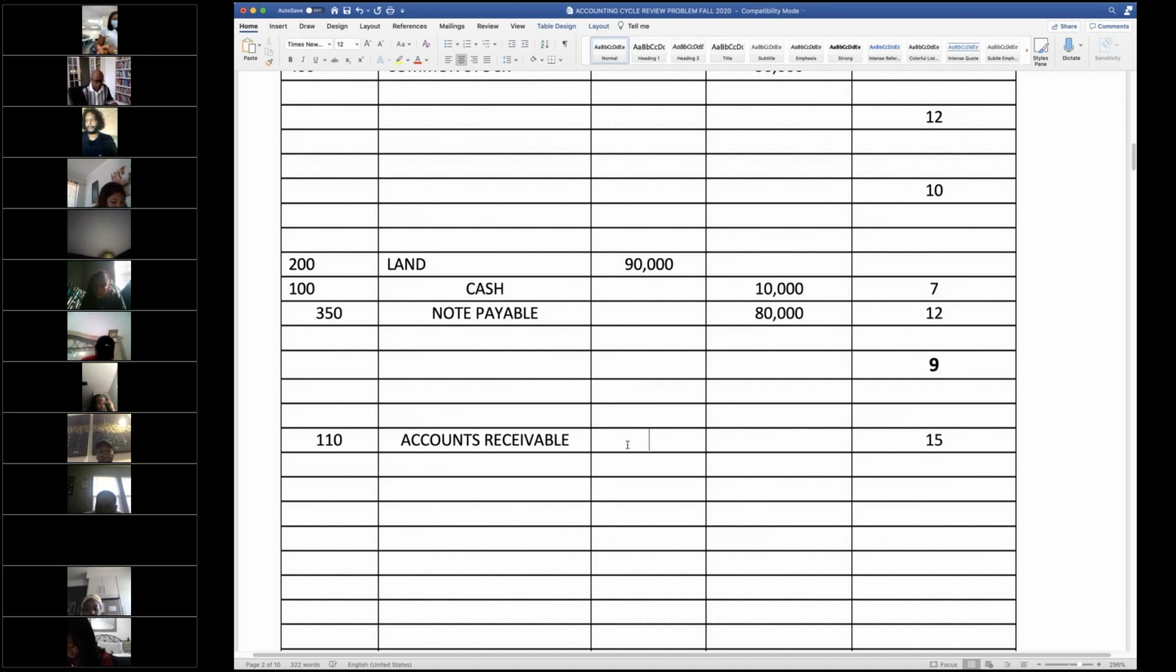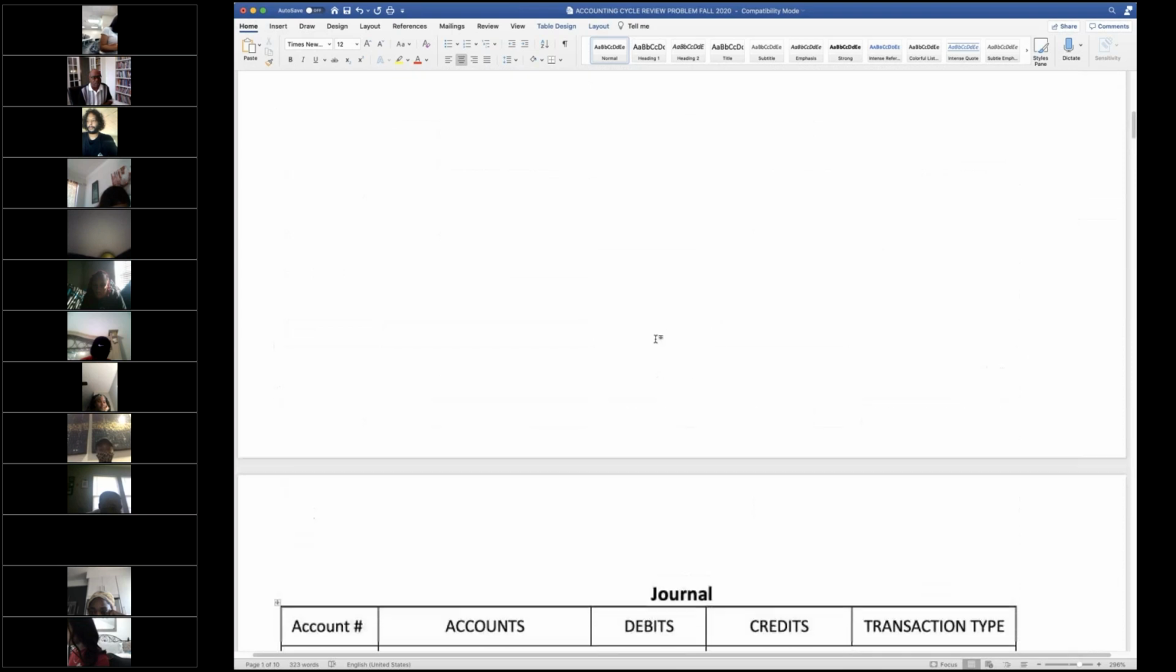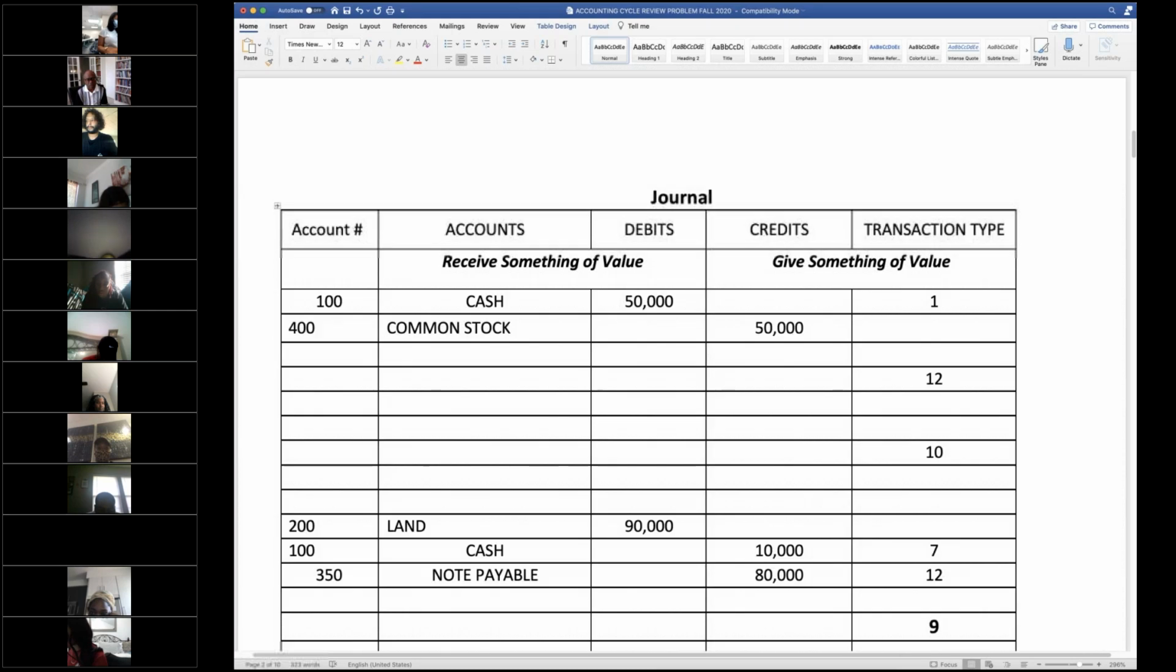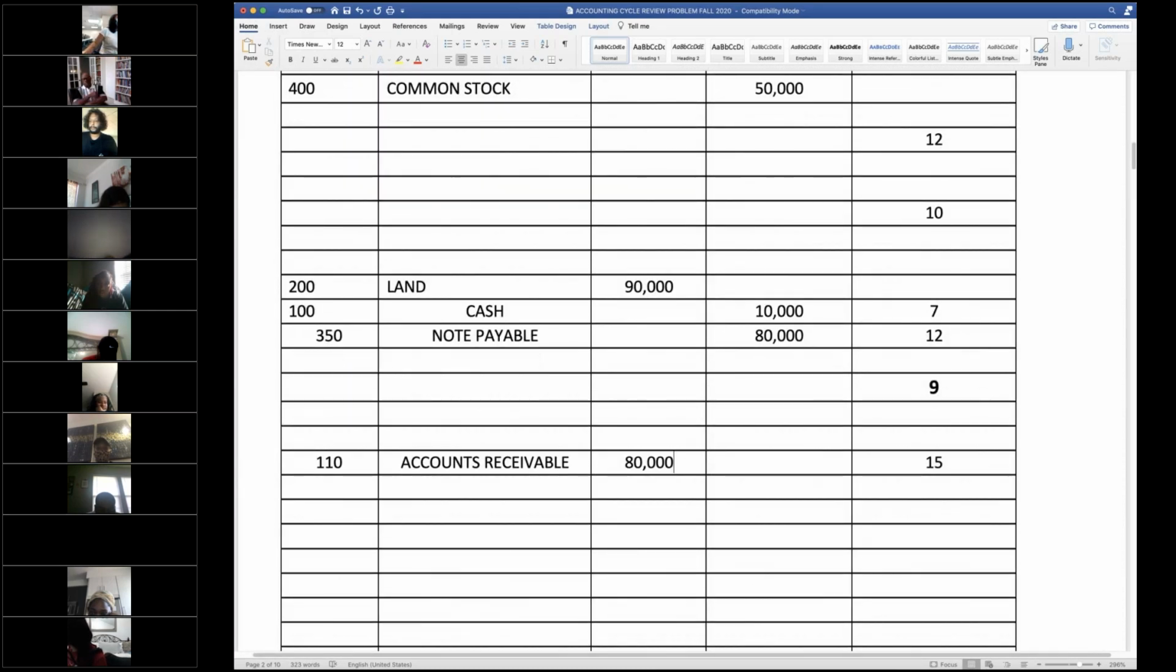Okay, number 6, how can we know it's accounts receivable? Like what keyword in the journal entry am I supposed to know that? Because it said car rental revenue earned, so we didn't get any cash. Right. So earned, we see earned, that means you did the work. Then you know you have a type 15. So go to your types and look at 15. Sell on account. Right. What did you debit?